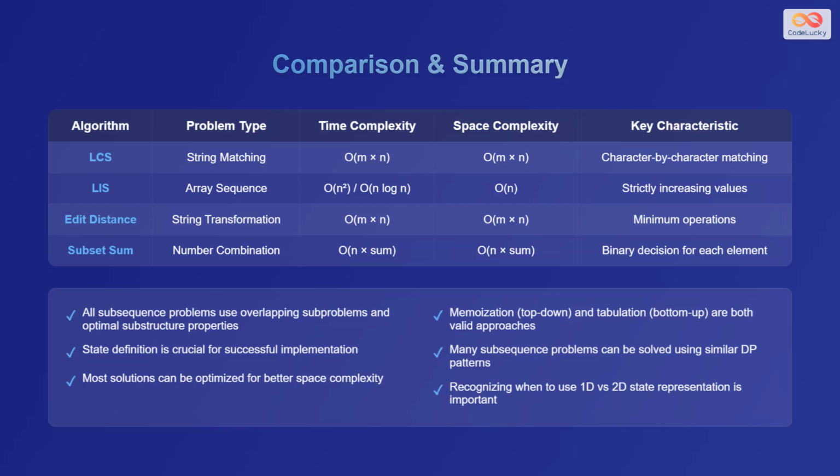Key takeaways. All subsequence problems use overlapping subproblems and optimal substructure properties. State definition is crucial for successful implementation. Most solutions can be optimized for better space complexity. Memoization or the top-down approach and tabulation or the bottom-up approach are both valid approaches. Many subsequence problems can be solved using similar dynamic programming patterns. And recognizing when to use 1D versus 2D state representation is important.